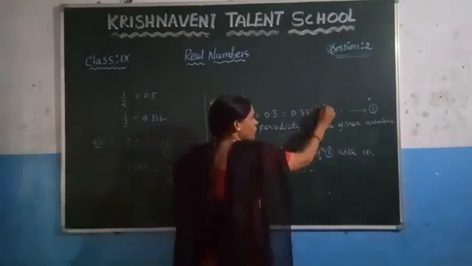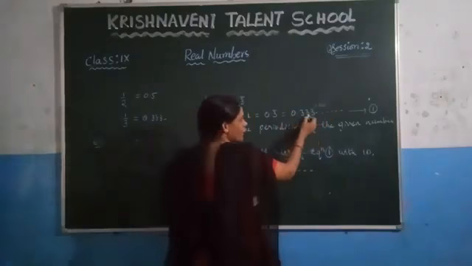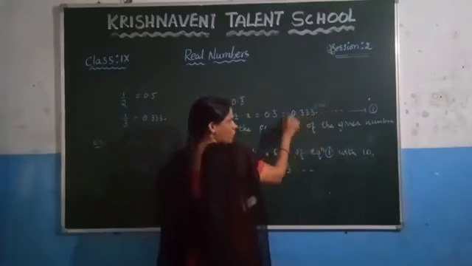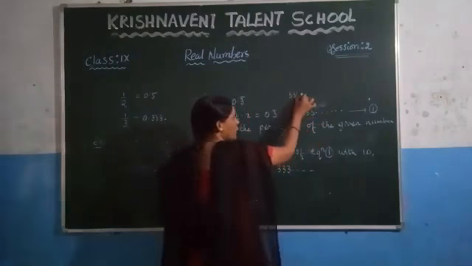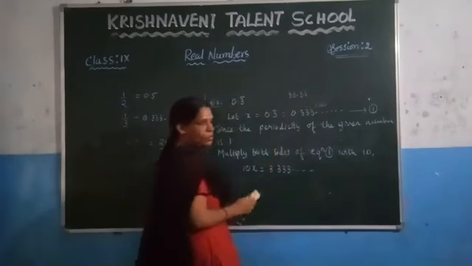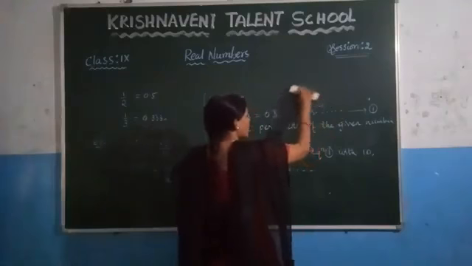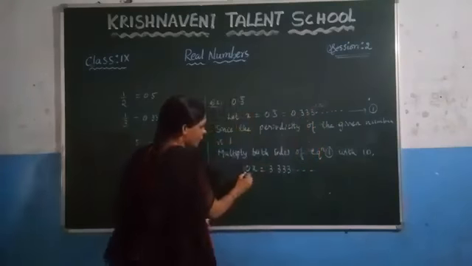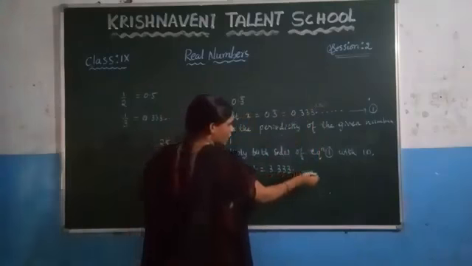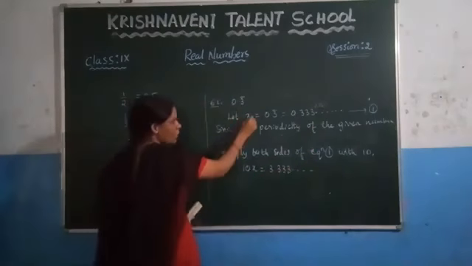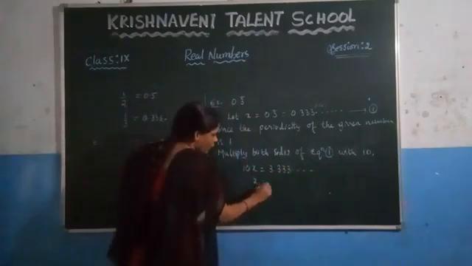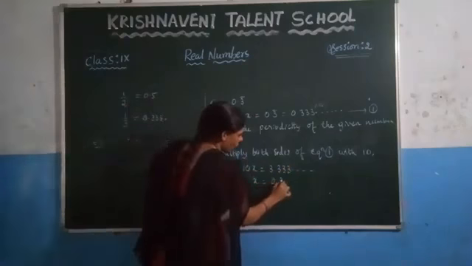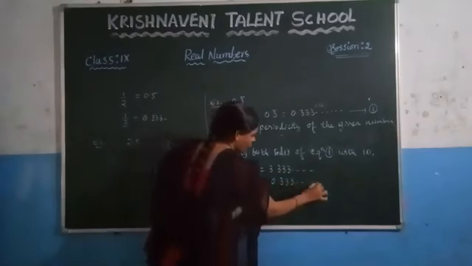If you are multiplying with 100, suppose, how do you write it? Take 2 numbers before the decimal point, so you write 33.333. Since here the periodicity is 1, you change just one place. What do you get here? 10x is equal to 3.333 and so on. Now what is the given number here? x is equal to 0.333 and so on.